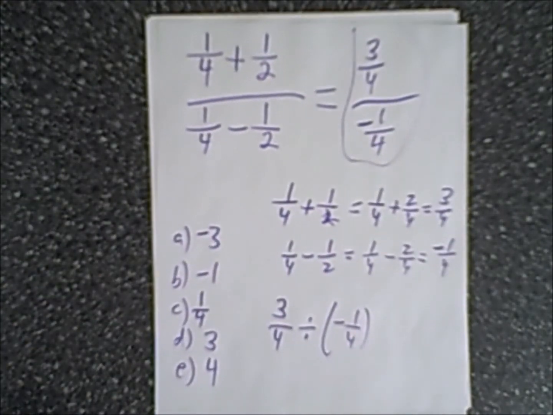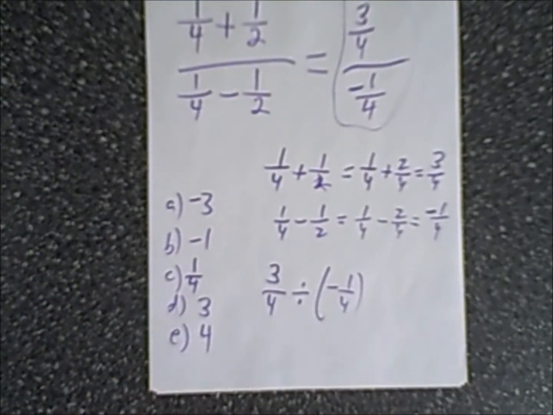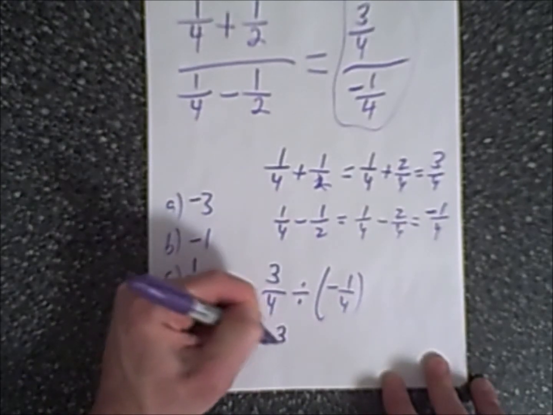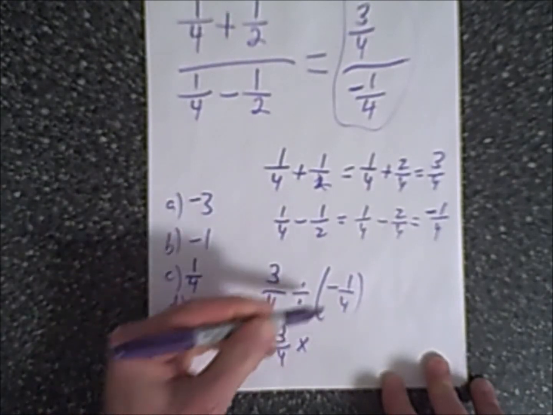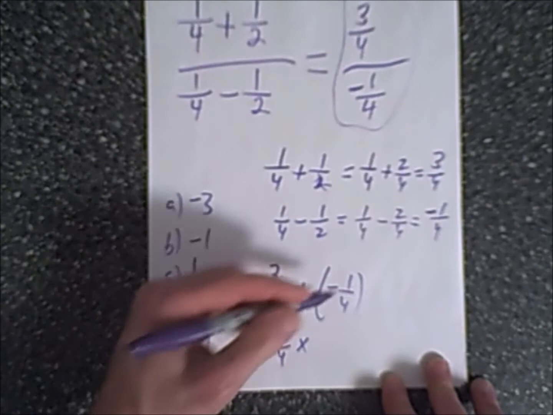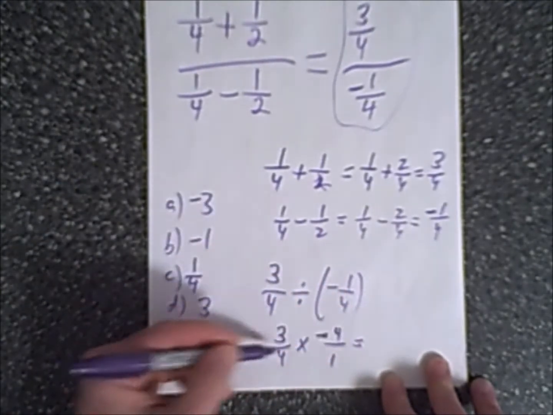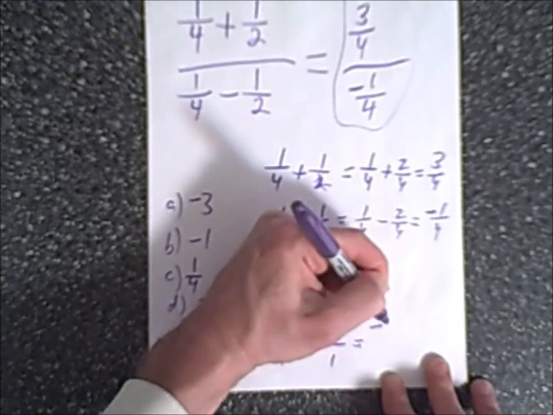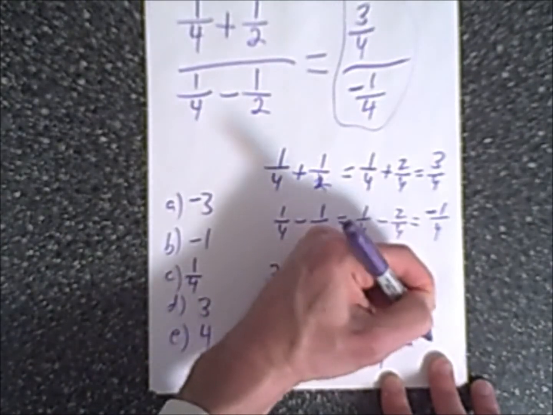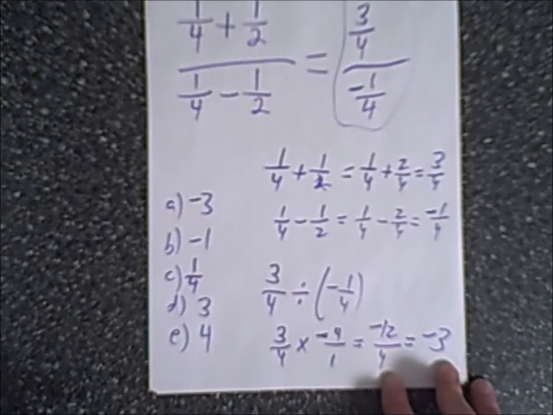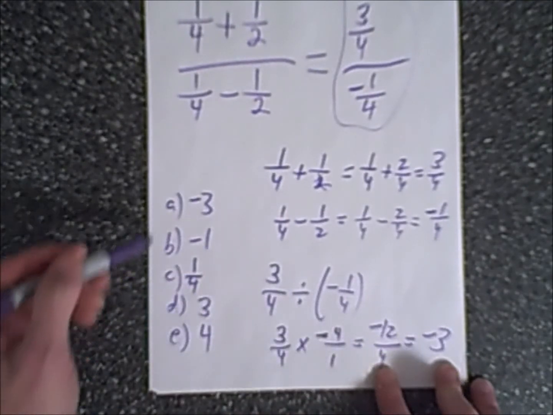And when you divide, you can simply invert and multiply. So we'll do that. 3/4 multiplied, we're going to invert this, it becomes negative 4 over 1. And now we just straight out multiply these across. This is negative 12 over 4, which is equal to negative 3. So our solution is negative 3.